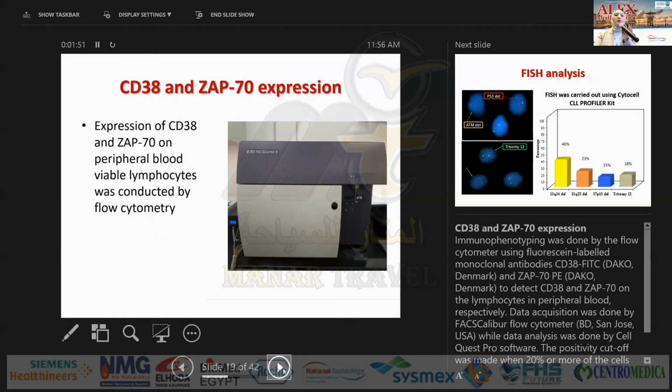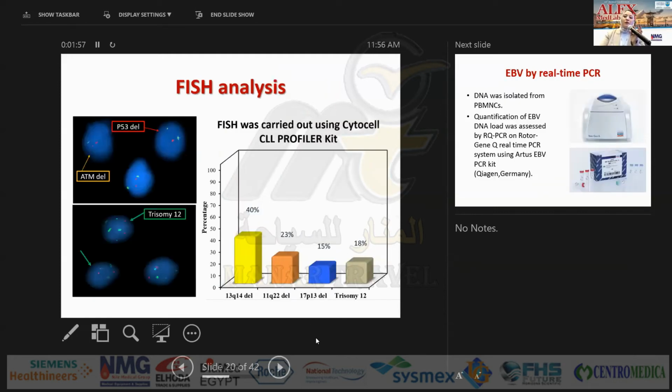CD38 and ZAP70 expression were studied on peripheral blood viable lymphocytes by flow cytometry. FISH analysis was carried out using the Cytocell CLL profiler kit, which analyzed the basic four chromosomal aberrations in CLL. 40% of our patients showed 13q14 deletion, 23% showed ATM deletion, 15% showed p53 deletion, and 18% had trisomy 12.